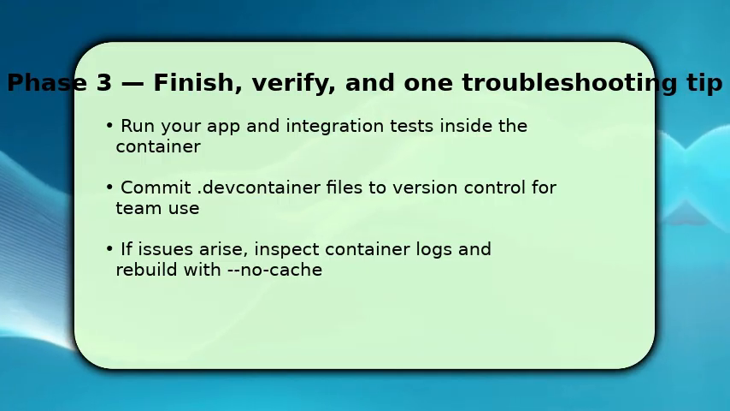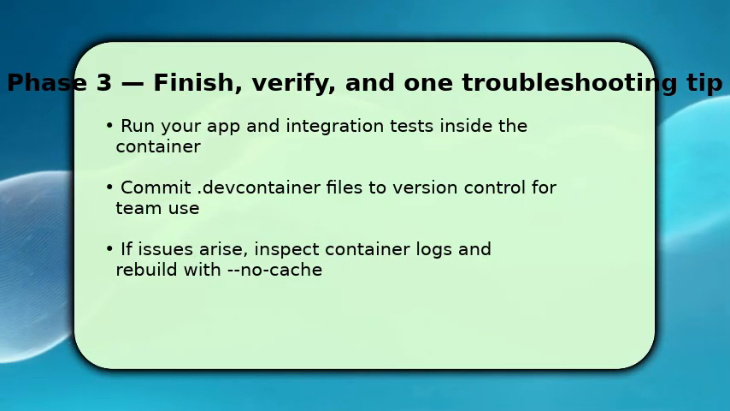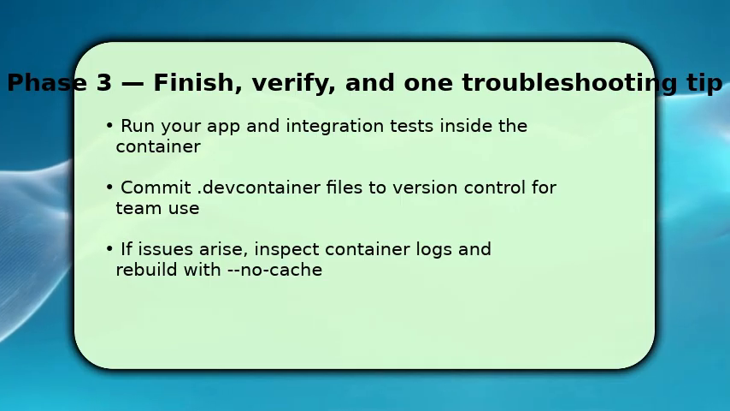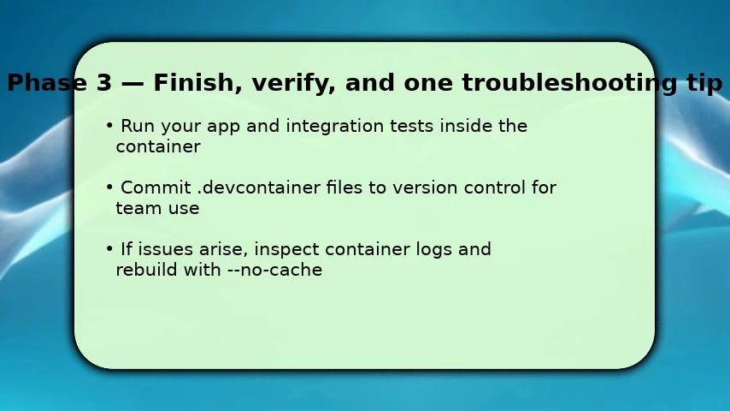If something fails, check container logs, the VS Code remote output, and inspect installed package versions inside the container. If needed, rebuild the image with no cache to clear stale layers and adjust post-create command or Dockerfile steps. This usually reveals missing tools or permission problems and gets you back to a clean state.